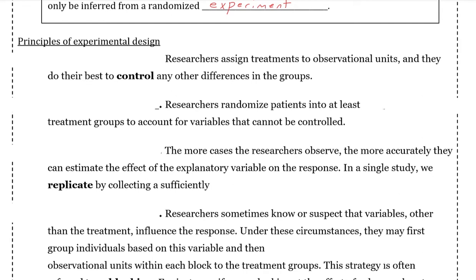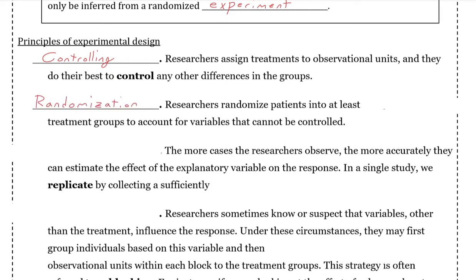The first principle is that of controlling. This means that researchers assign treatments to observational units, and they do their best to control any differences in the groups. What this means is that we're trying to make sure that in the multiple groups that we'll have in a study, we control any differences between them. So any differences of variables that we are not trying to analyze are as minimized as possible.